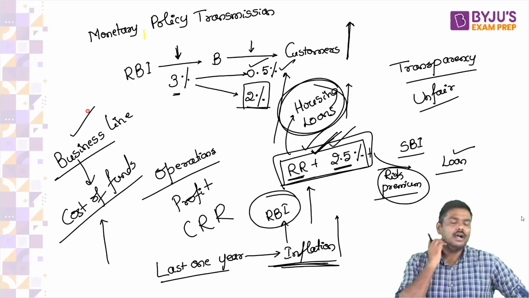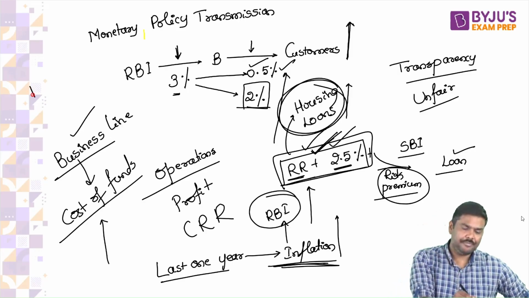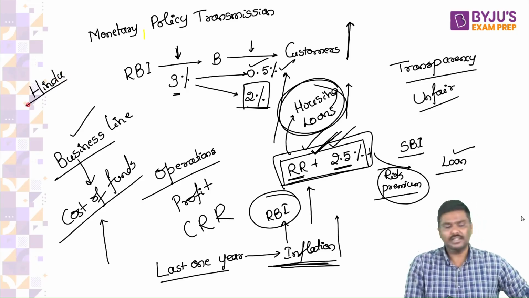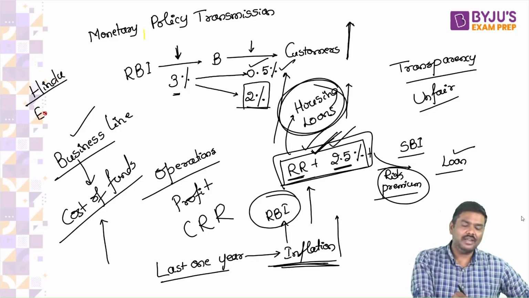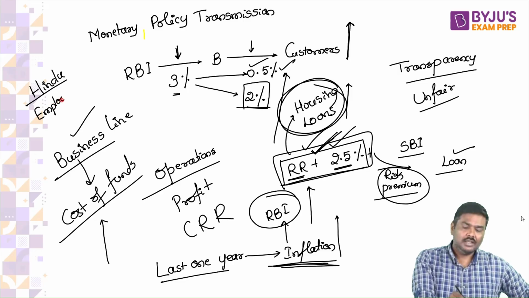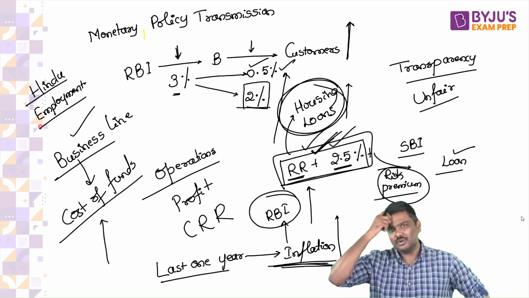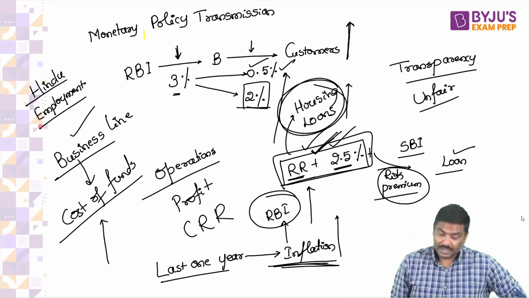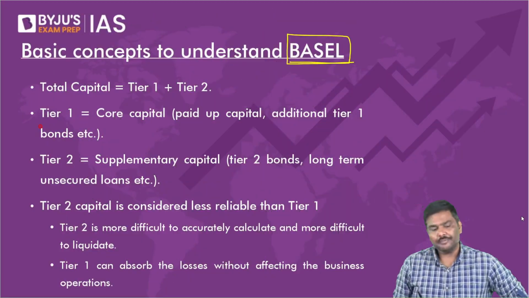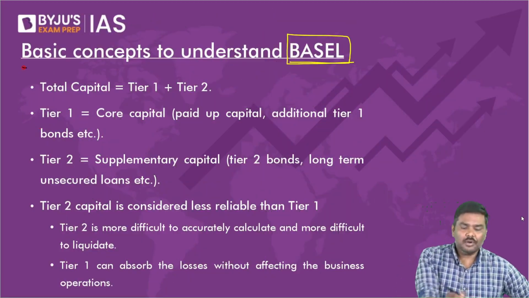And second, in today's Hindu newspaper, were there any important articles? Yes, there is one article regarding employment on the central page. There are two important articles regarding economics only. Please read those. Both are important. Okay, now let me go to the next one.